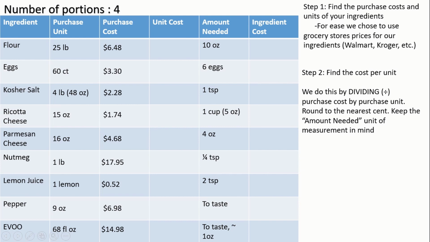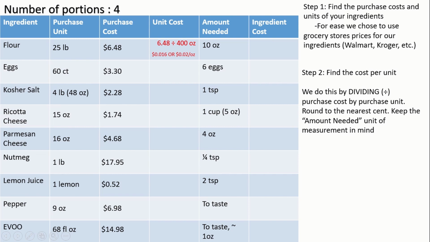So what we're going to do here is take 25 pounds and convert it into ounces. So there's 16 ounces in a pound. 25 times 16 gets us 400. So this 25-pound bag of flour is 400 ounces. So we're taking $6.48, dividing it by 400. And then that gets us our unit cost.